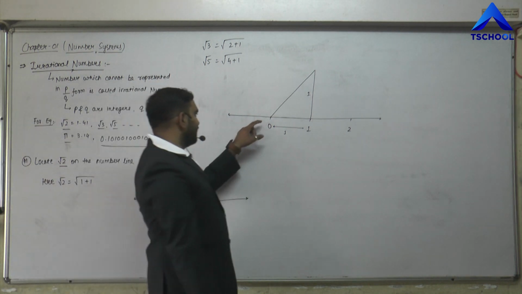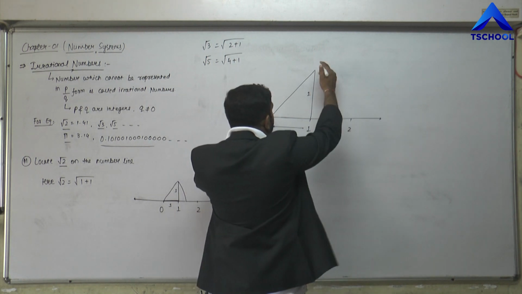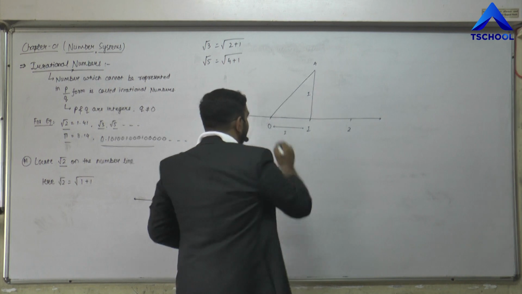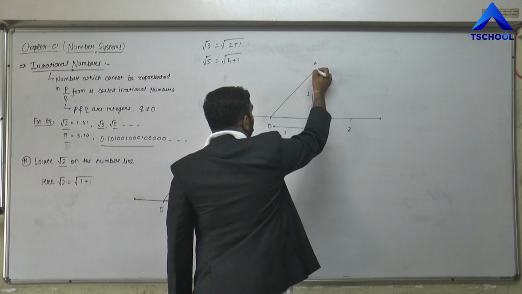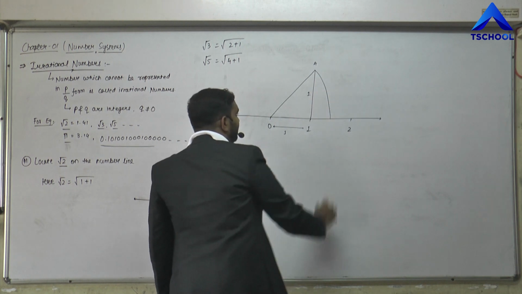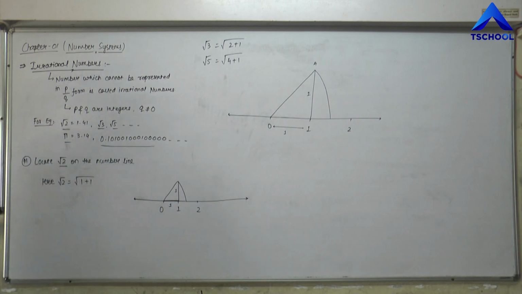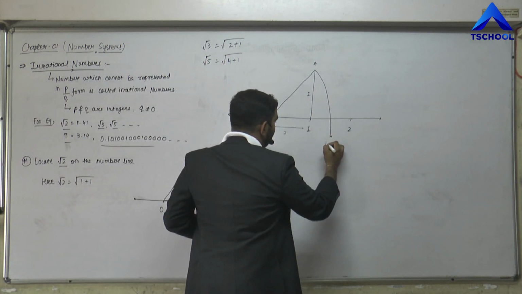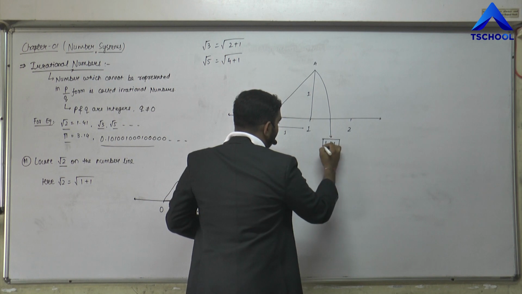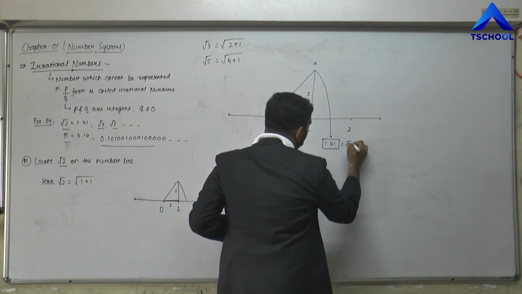Now with the help of the compass, make the center at O, and let me name this point A, and this is O. Take the radius equal to OA and cut an arc on the number line that comes between 1 and 2. The point that you get here will be nearly 1.41, which is exactly equal to root 2.